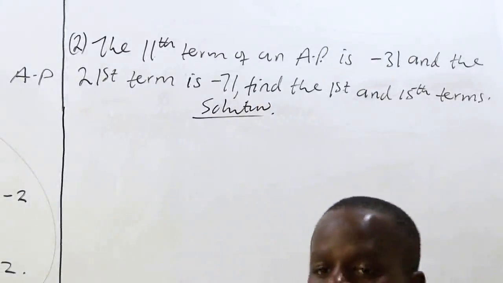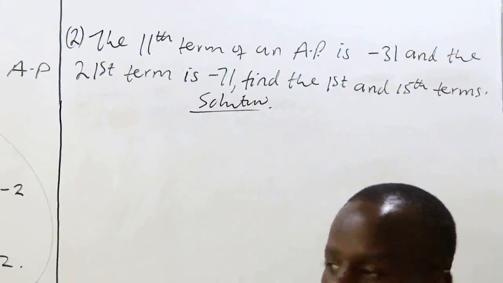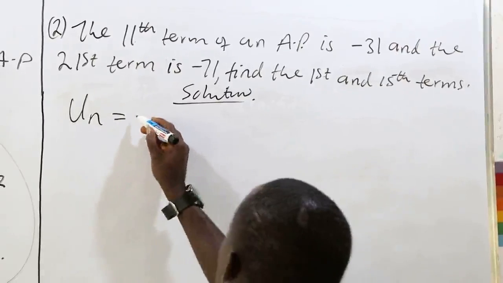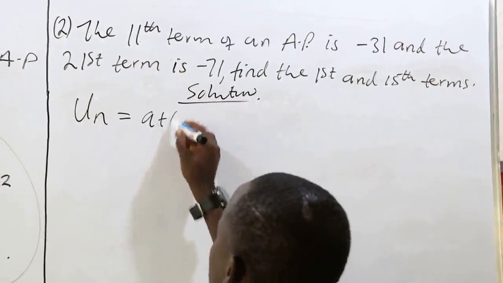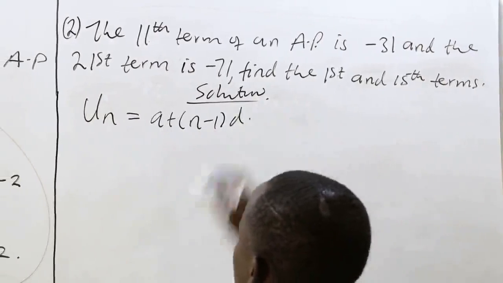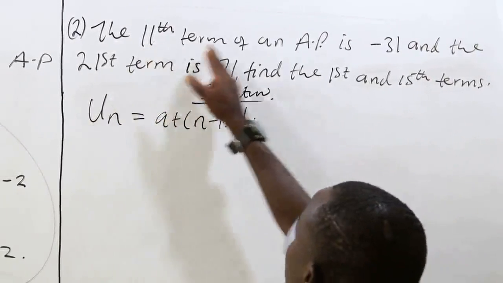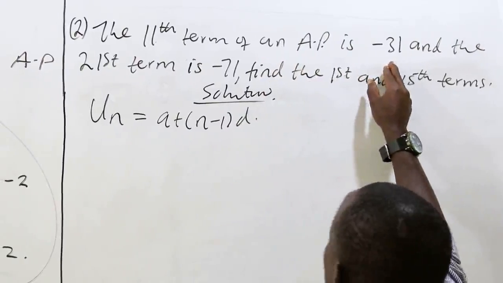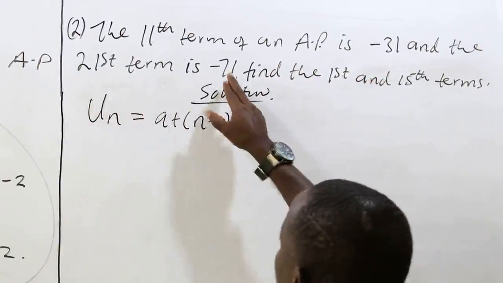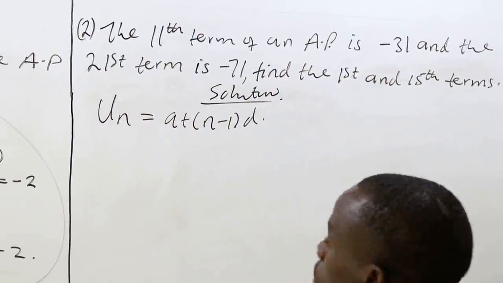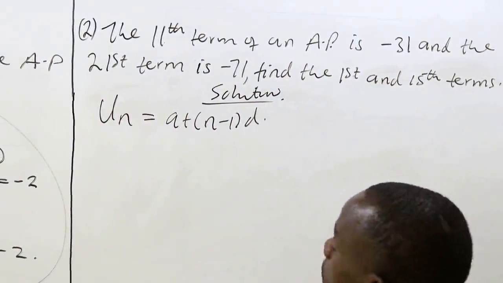The first thing is, what is the formula for the nth term of an AP? Let me use Un here. Remember, I've given you all that you can use: a plus (n minus 1)d. So in this case, I say the 11th term is minus 31, and the 21st term is minus 71. So we don't know a, we don't know d, we don't know anything yet. So let's substitute what we have and see what it will give us.